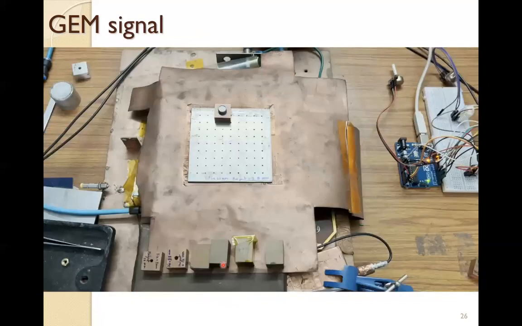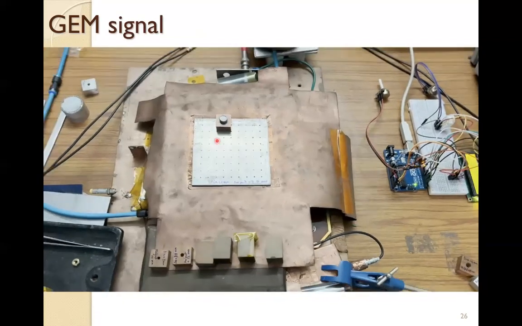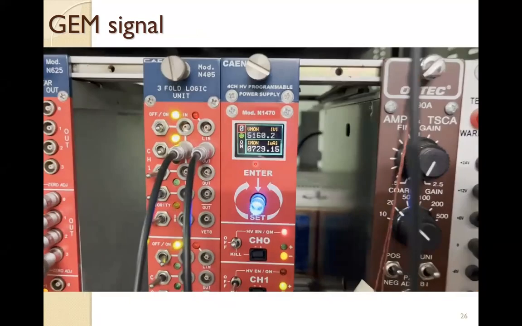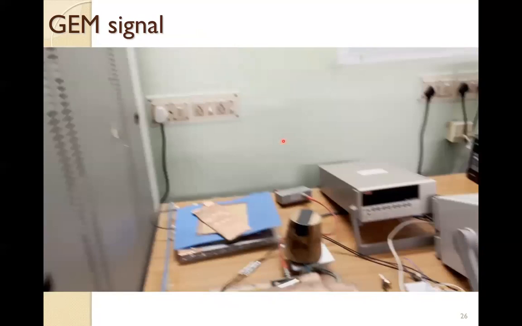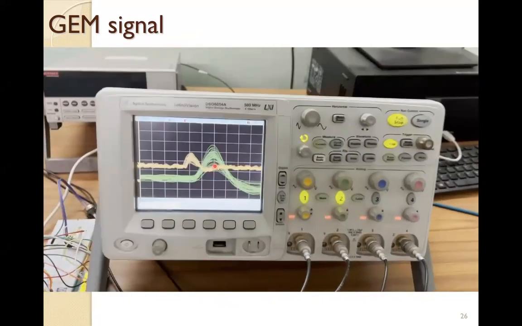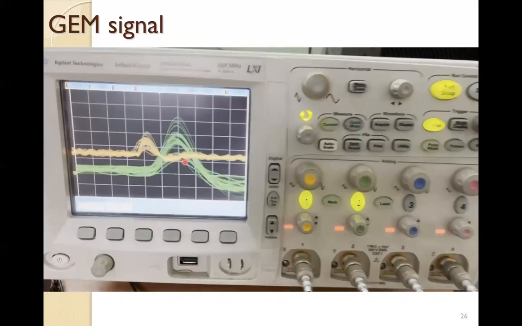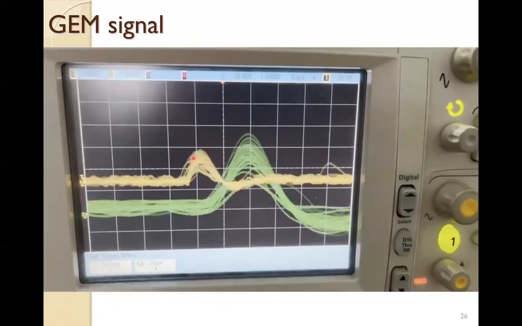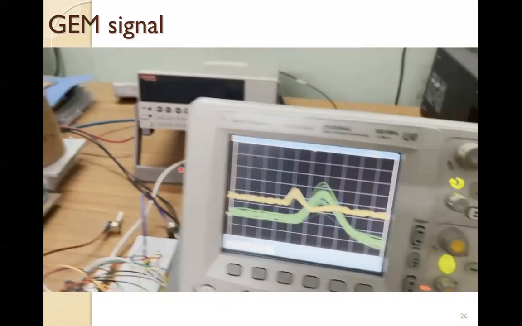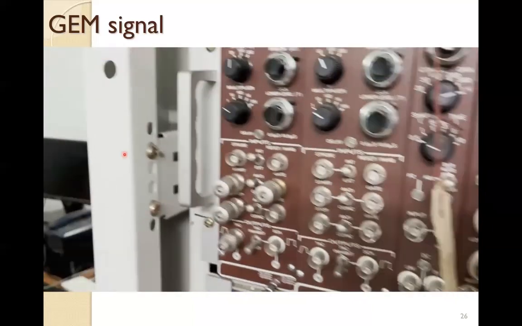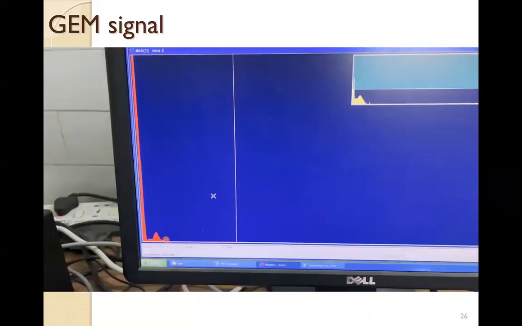And this is the last video for today. So you can see this is a closed GEM. Iron source is used. So 5160 volt we have monitored. Current is 729 microampere. You can see how the signals are coming using the source. And if you see this in the oscilloscope, and if you go to the MCA and the computer, you can see how the spectrum is generated.